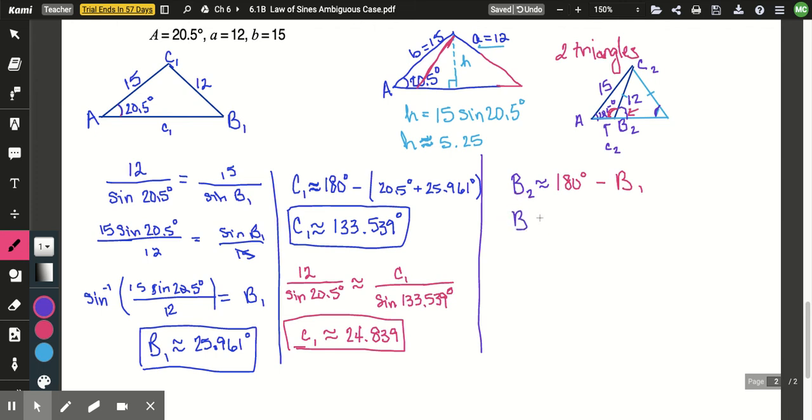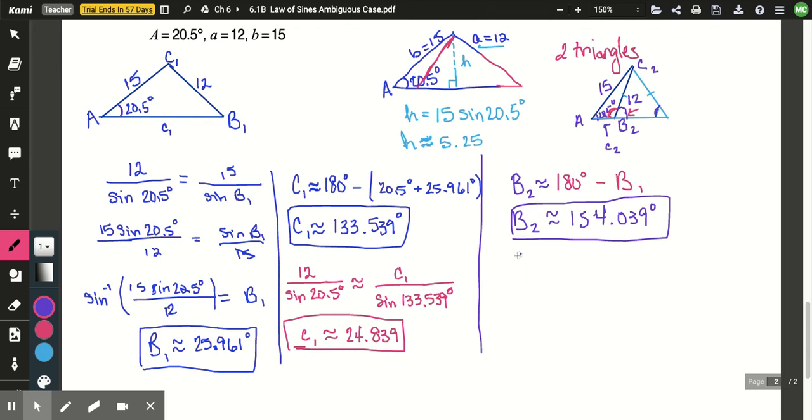Now I'm going to use an approximation symbol on this one also because B1 was an approximated value. I'm going to put that in my calculator to get the value of B2. And so that one turns out to be 154.039 degrees. Okay, so I have my first piece of information for my second triangle already.